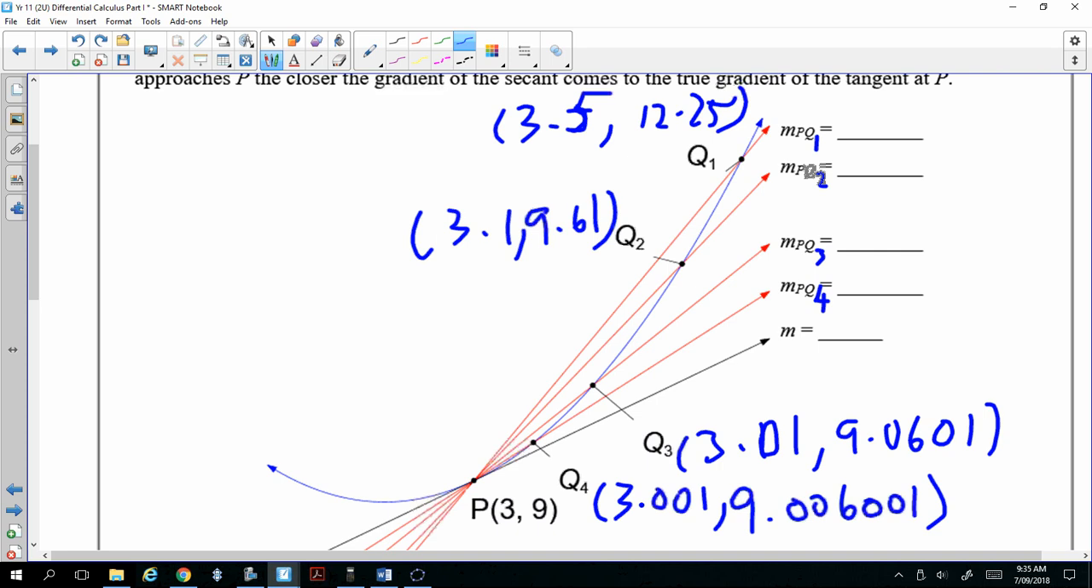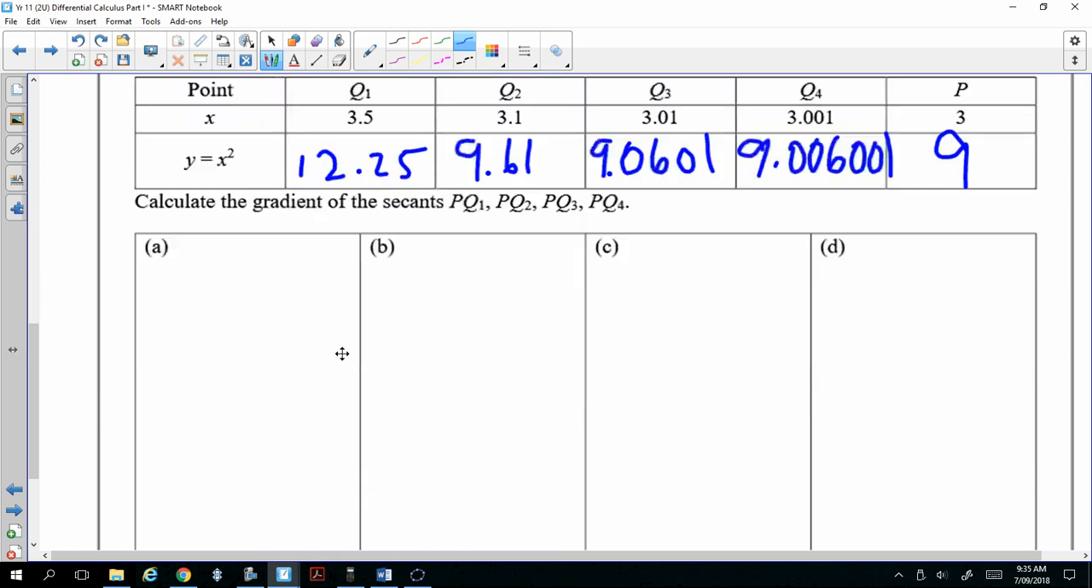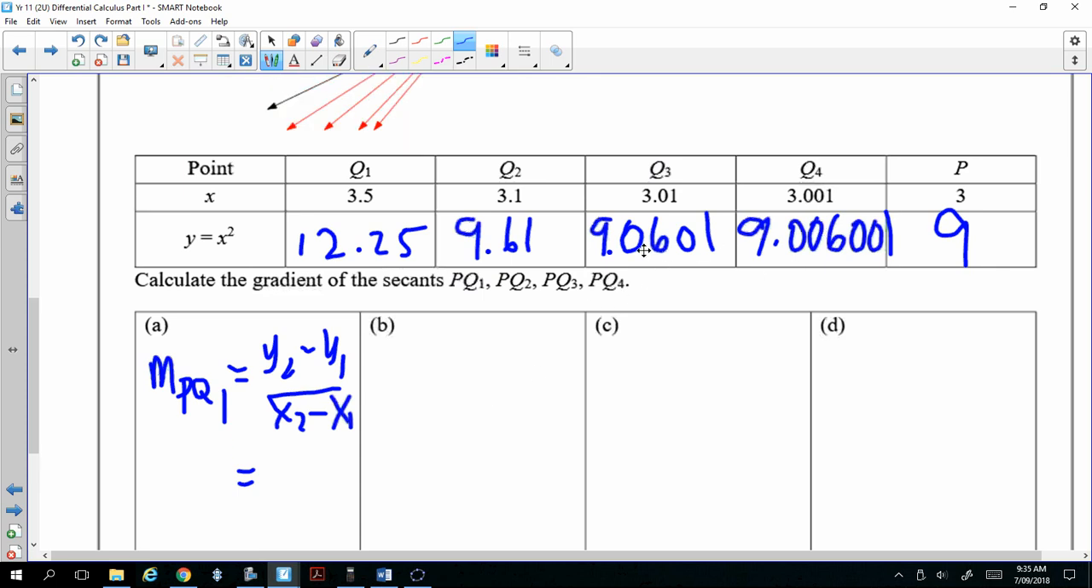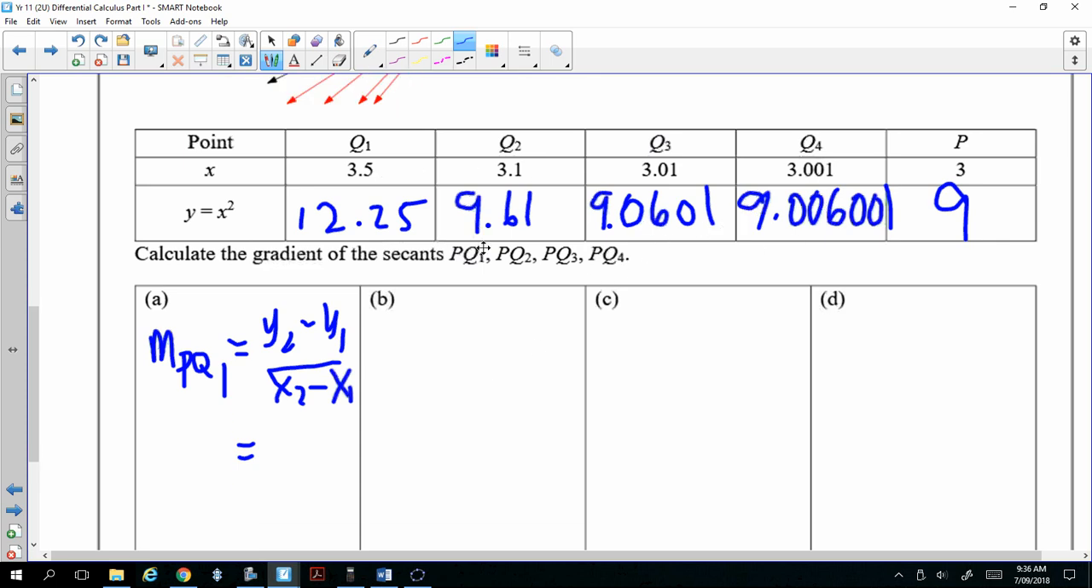So let's find the gradient of PQ1. So use the gradient formula. I'm only going to write it once: y2 minus y1 over x2 minus x1. We're going to do that. So y2 minus y1, Q1 is this one. So you have to do 12.25 minus 9 over 3.5 minus 3. Now, I don't want you to do the whole thing on your calculator, rather show all the steps. There's good reason why I want you to do this.